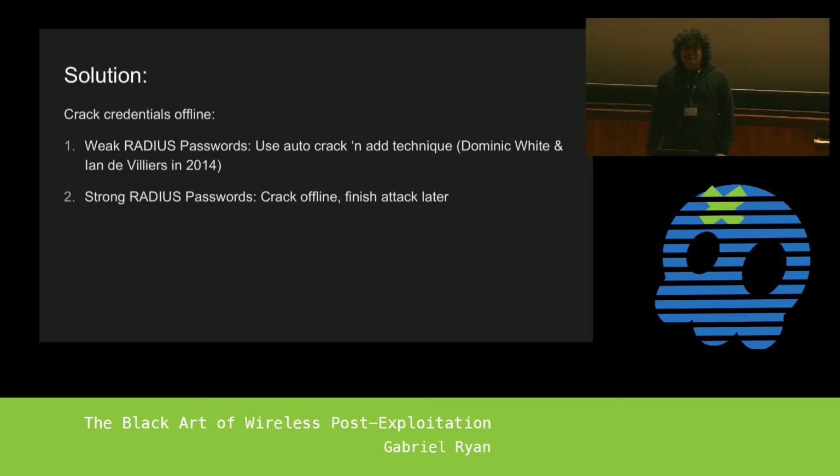So there are a couple of solutions to this problem. The first one is to use a technique introduced by Dom White and Ian de Villiers in 2014 called autocrack and add. That works against weak RADIUS credentials. If you have stronger RADIUS credentials, remember we have a very, very quick turnaround time for cracking MS-CHAPv2. So the second solution is, if you can't use autocrack and add because the password's too strong, at this point you shift approaches and just crack it offline and finish the attack later, which you should be able to do in about a day or so.